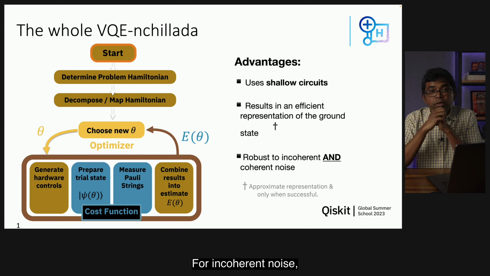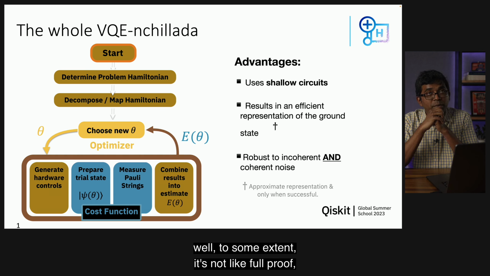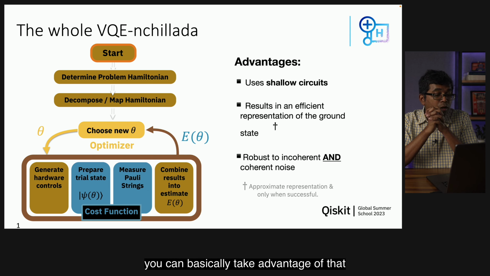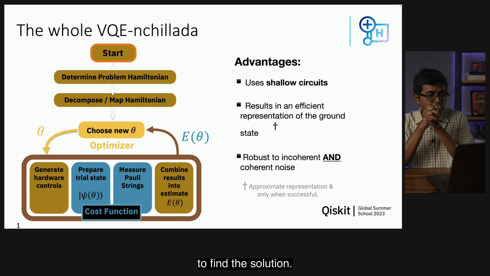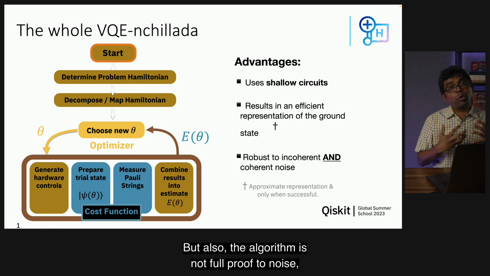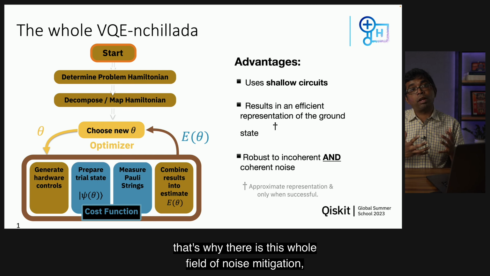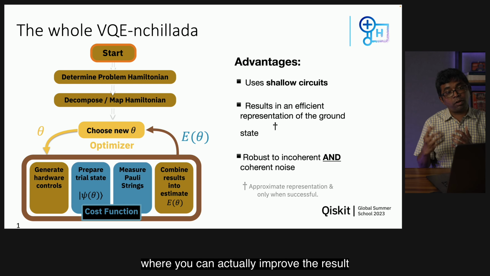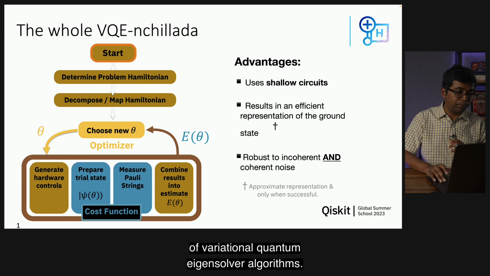For incoherent noise, to some extent, it's not foolproof, but since you have all these parameters or hyperparameters, you can take advantage of that to find the solution. But the algorithm is also not foolproof to noise. That's why there is this whole field of noise mitigation, which you will learn about in future sessions, where you can actually improve the result of variational quantum eigensolver algorithms.